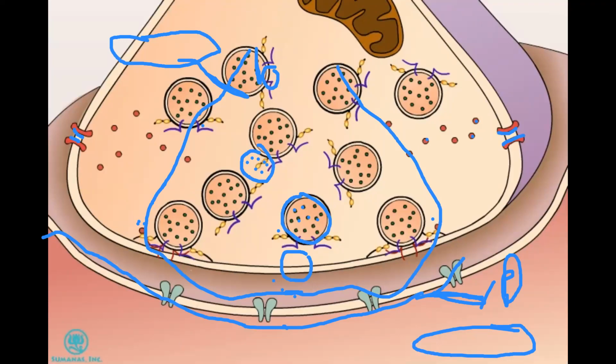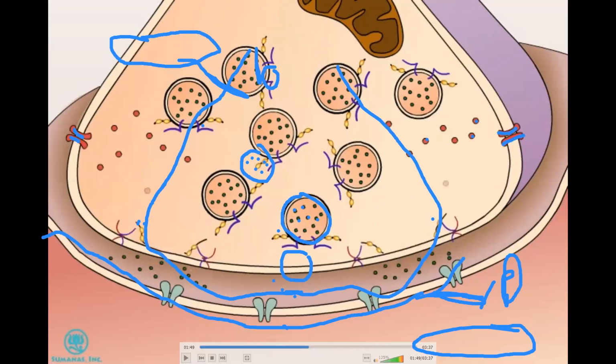Kindly watch the video. You could see that the neurotransmitters were just released into the space. Afterwards, they will bind with the receptors of the second neuron, which is the postsynaptic membrane. So these neurotransmitters will then bind here. These are the receptors. It will then bind with them. Then that's it.